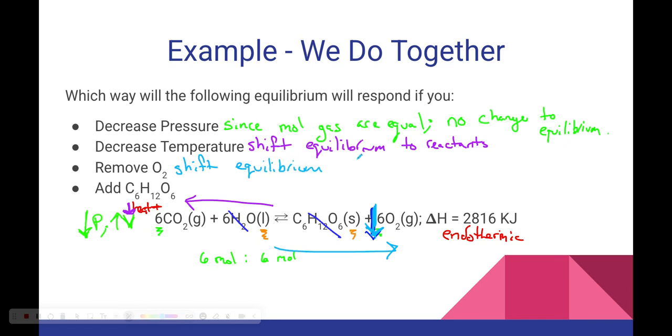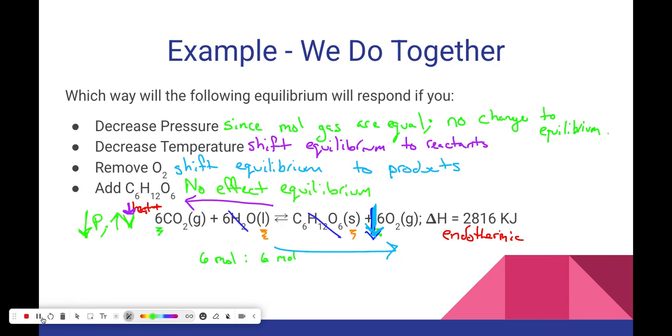Okay. And our last one is we're adding glucose, right? Glucose is a solid though. So since glucose is a solid, folks, no effect on equilibrium, right? Solids don't have an effect on equilibrium, so this will have no effect on this equilibrium, okay? All right, so again, what's the summary about Le Chatelier's principle? Any change that you impose on equilibrium, what does the equilibrium do? It does the exact opposite to counter you, okay?